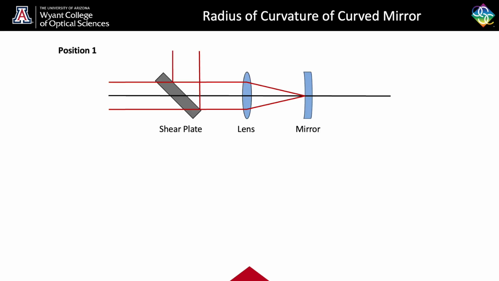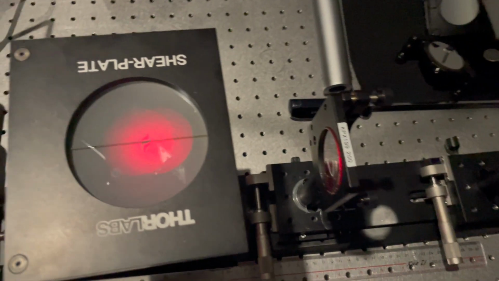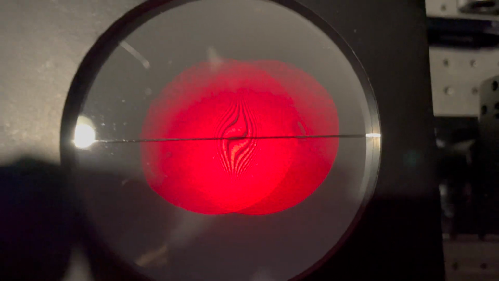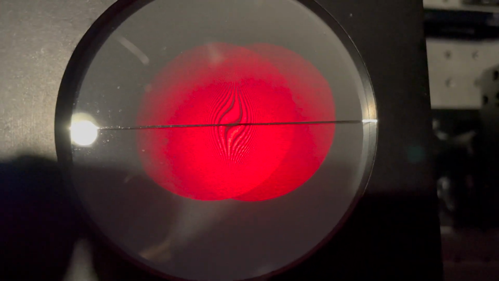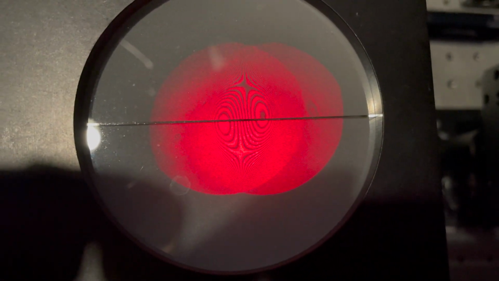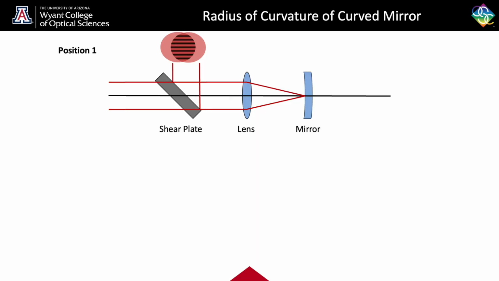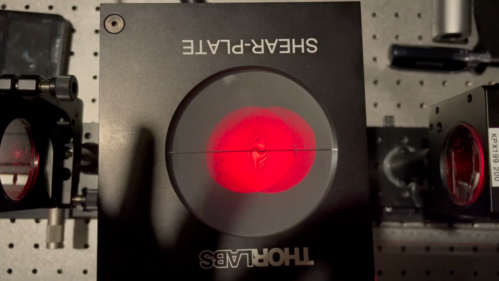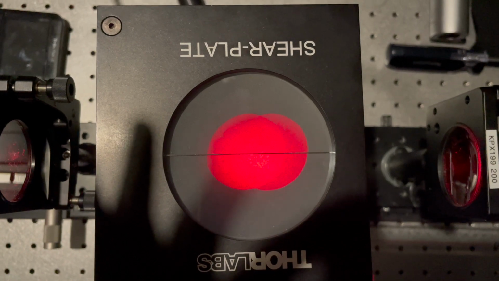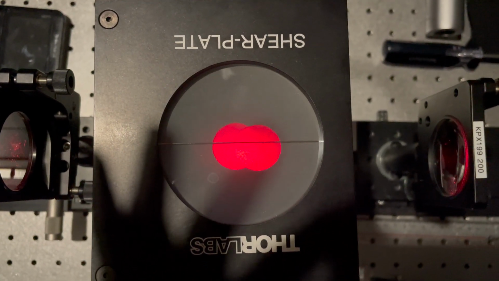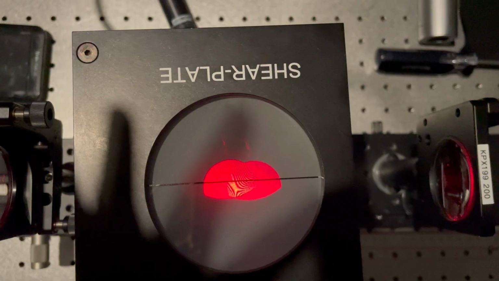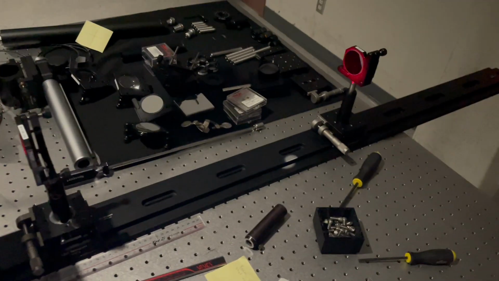To find the radius of curvature of a curved mirror, we can use a shear plate and a test lens. The focal length of the lens does not matter, it just needs to focus the light. When a mirror is placed at the focal point of the lens, the light reflecting back through the lens will be collimated, and we recorded the position of the mirror. Then we moved the mirror farther down the rail until the horizontal fringes reappeared. Now the focal point of the lens is at the mirror's center of curvature.